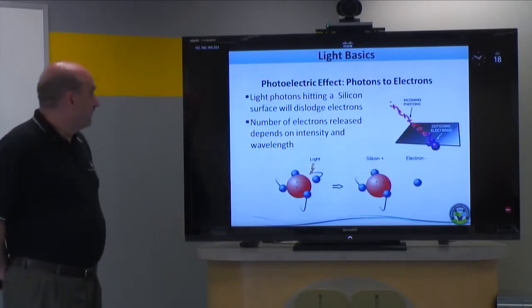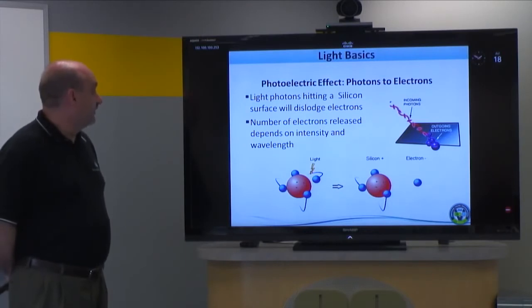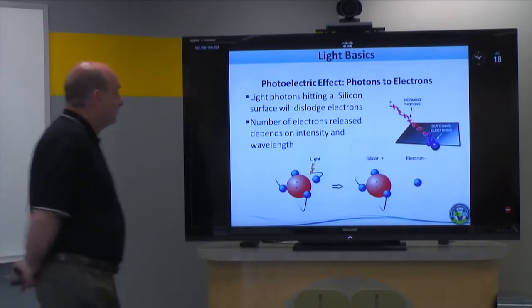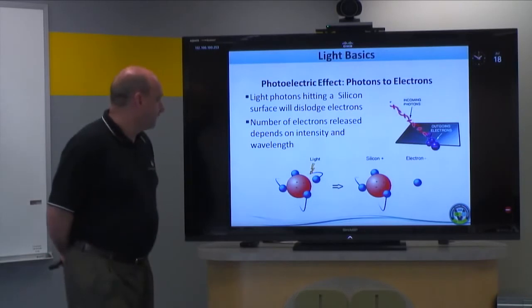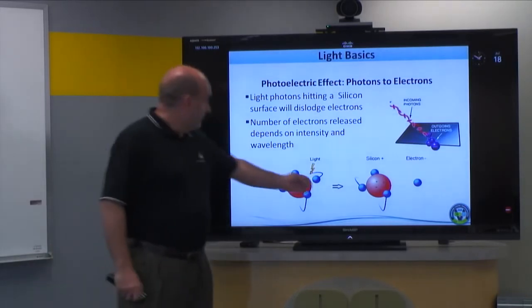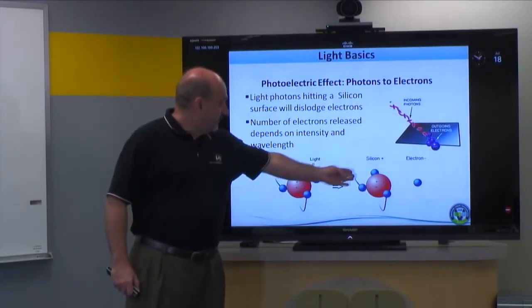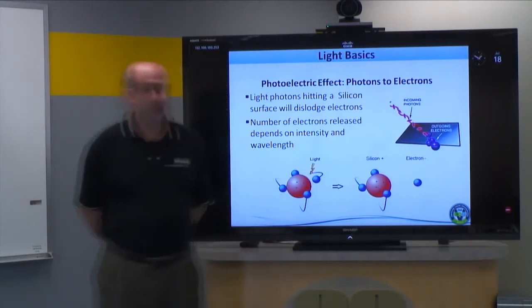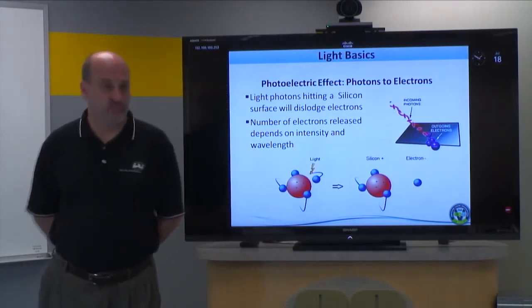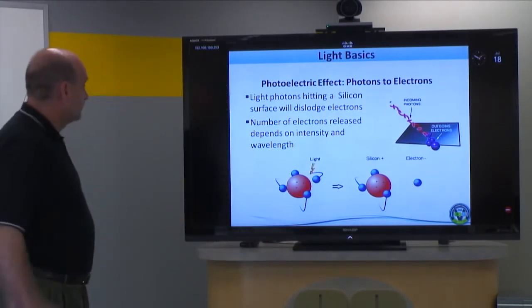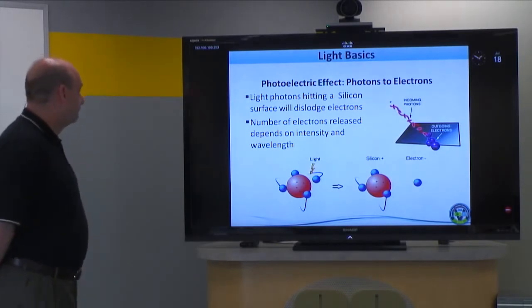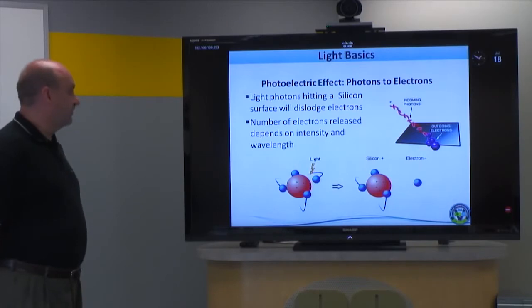So all sensors in the cameras then work on what is called the photoelectric effect. Photons are converted to electrons. Light hitting a silicon surface will dislodge the electron. When the light hits, it peels it out of a valence orbit, and the electron is dislodged and it's held on the imager in some fashion and counted in some fashion, which we'll discuss shortly. The number of electrons then released depends on the intensity and the wavelength of light.